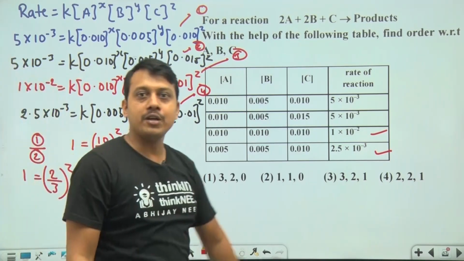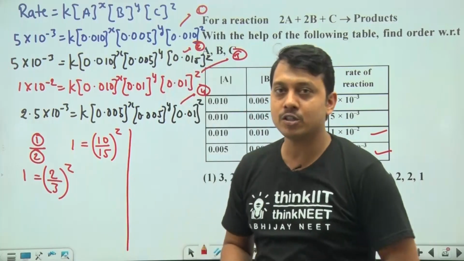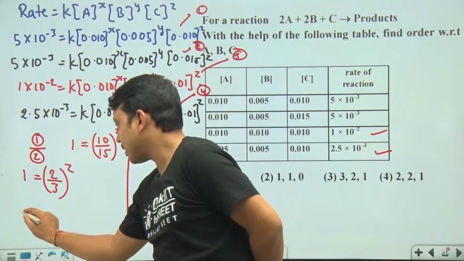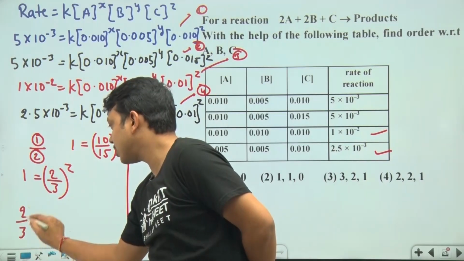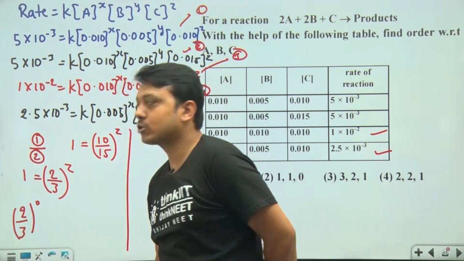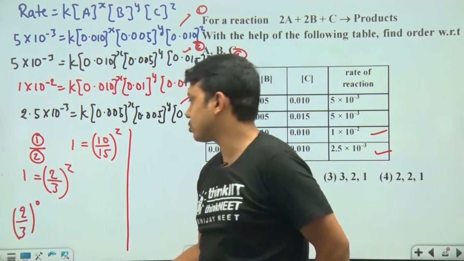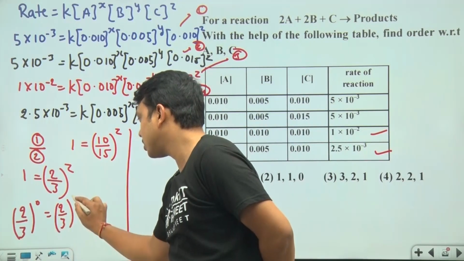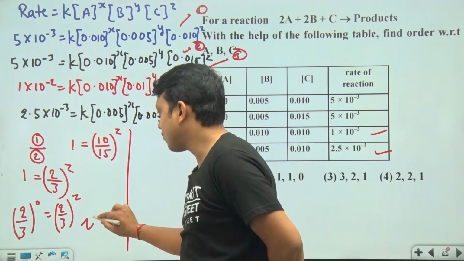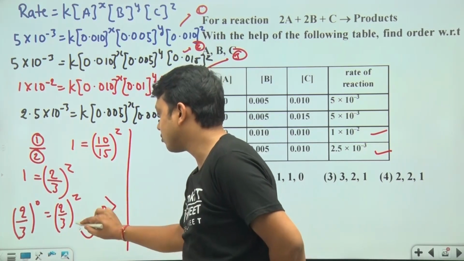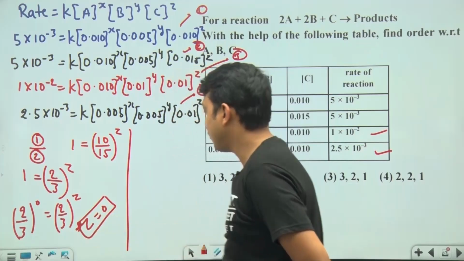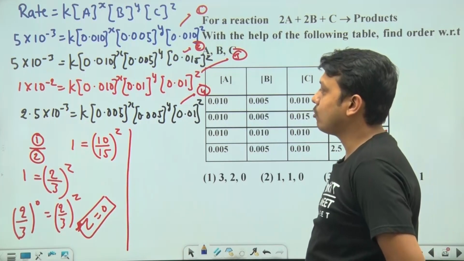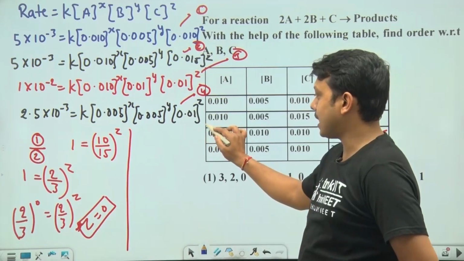Clear? Now we are going to equate the base, because if the base is equal then the power is also equal. So 1 can be written as 2 by 3 to the power 0, because 2 by 3 to the power 0 is also 1. So that is equal to 2 upon 3 to the power z. So from here we get the value of z is equal to 0. Now we are going to solve for the others.